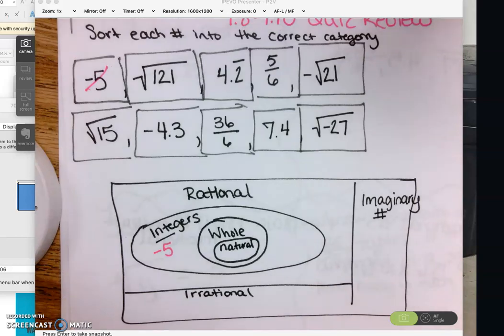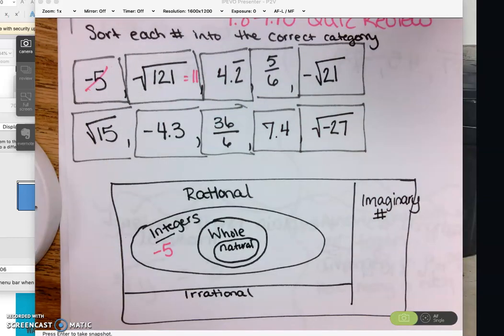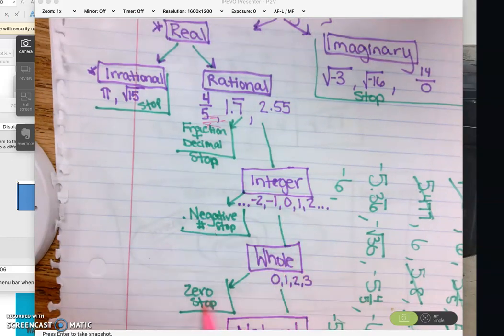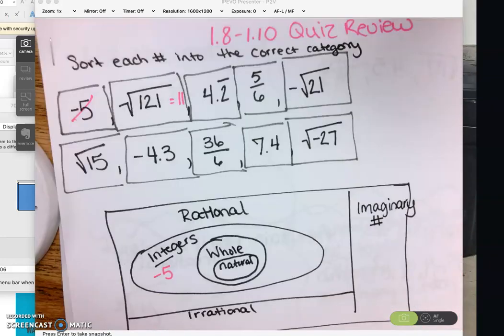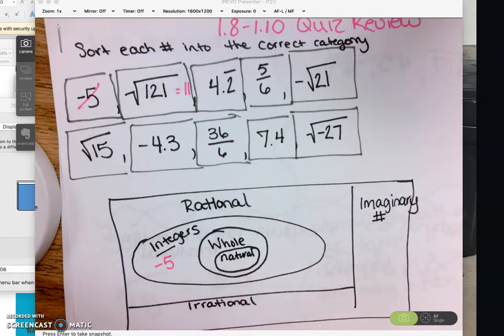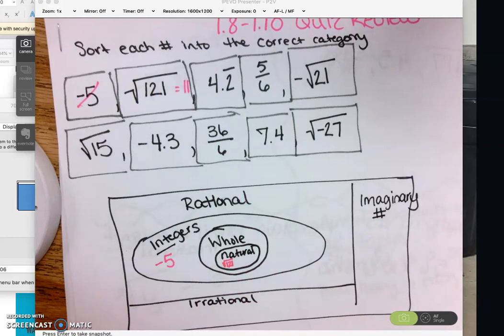of 121. Square root of 121 is what? It is 11. So we have to think about classifying that number. It's real. It's rational. It's an integer. Remember, if it's an integer and it's negative, we stop, but it's not negative. So we're going to keep going. It's a whole number. If it's 0, we stop. And so it's natural. It's all the way down into natural. So we're going to put square root of 121 inside of our natural circle.